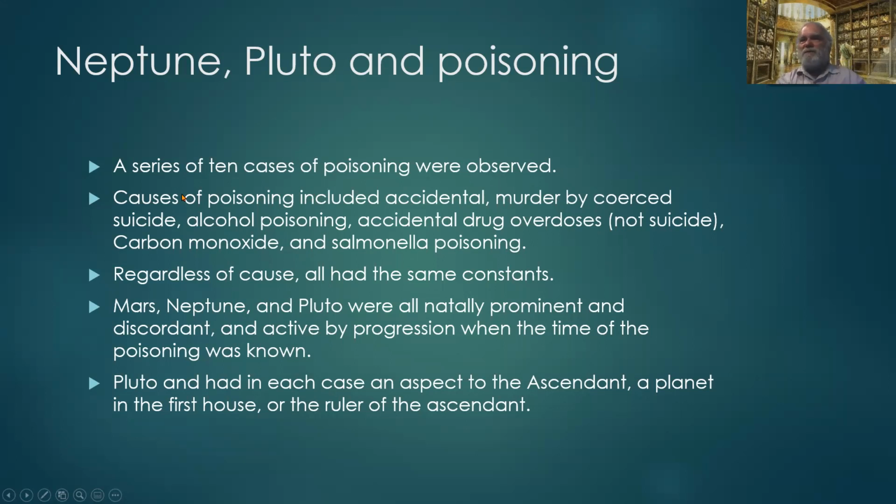Murder by coerced suicide. This was General Rommel, the German general who joined the plot to assassinate Hitler. When they found it out, he was a national hero, so they didn't want to publicize what he had done. So they offered to let him take poison and they wouldn't kill his family. So he took poison. I call that murder by coercion.